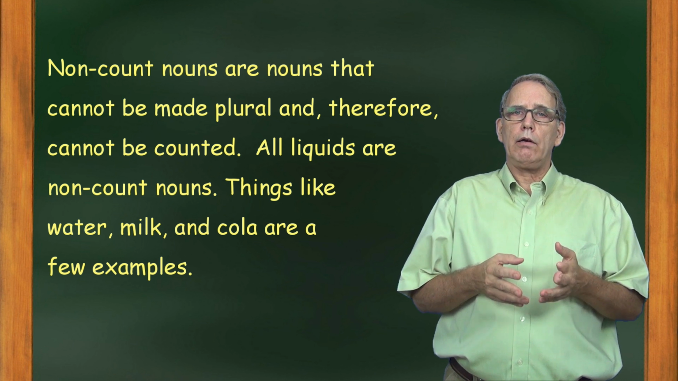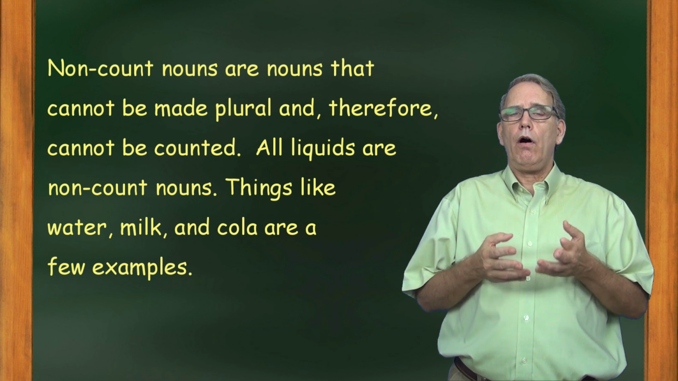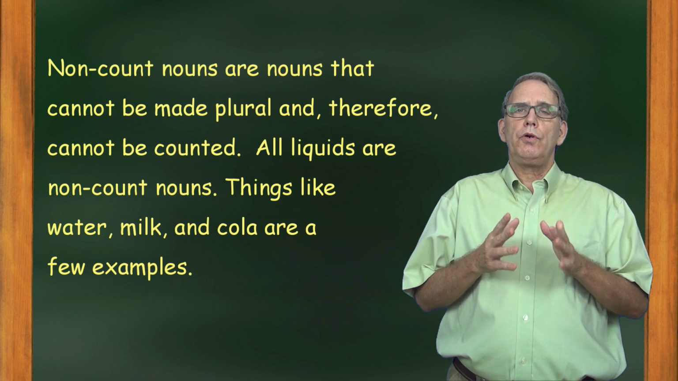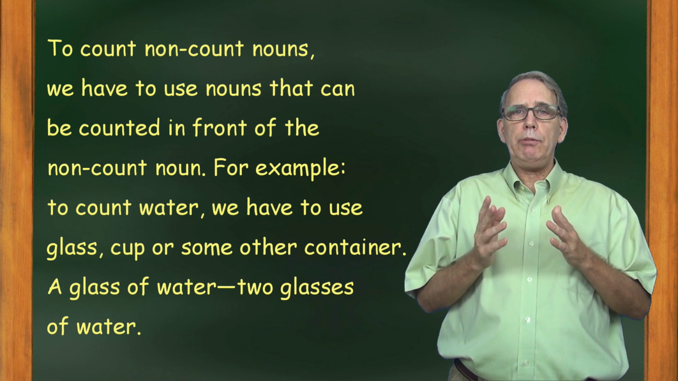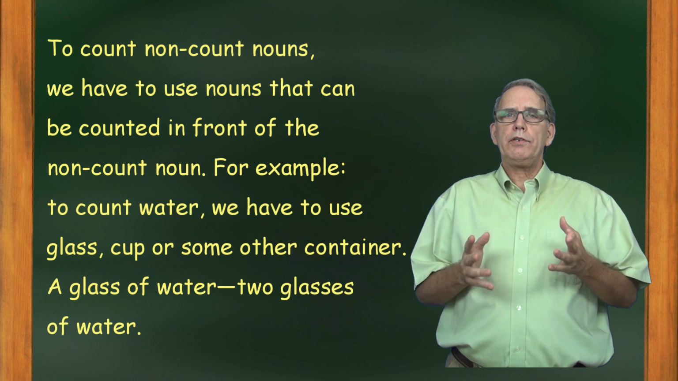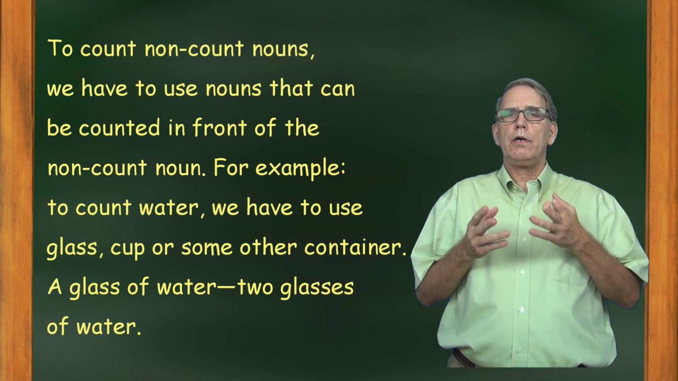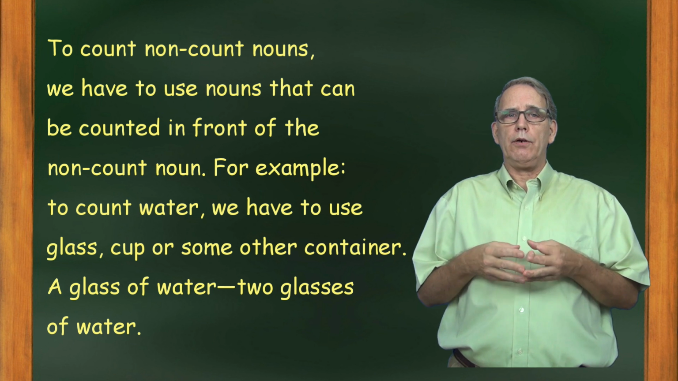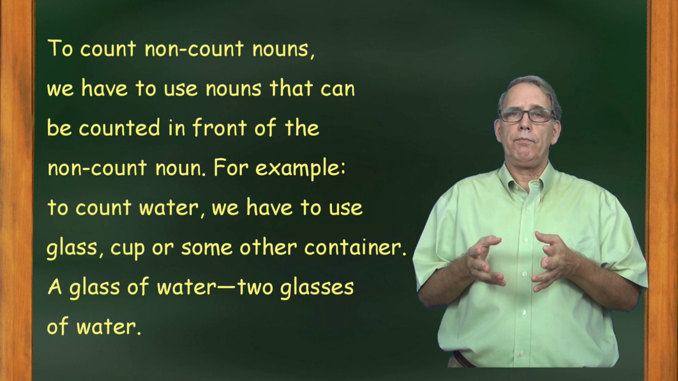All liquids are non-count nouns. Things like water, milk, and cola are a few examples. To count non-count nouns, we have to use nouns that can be counted in front of the non-count noun. For example, to count water, we have to use glass, cup, or some other container. A glass of water, 2 glasses of water.